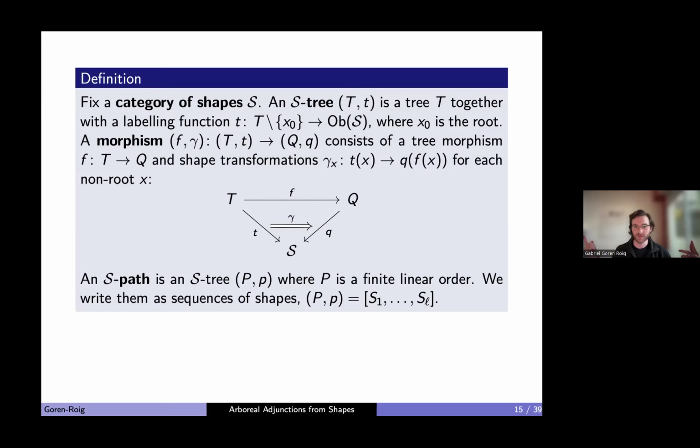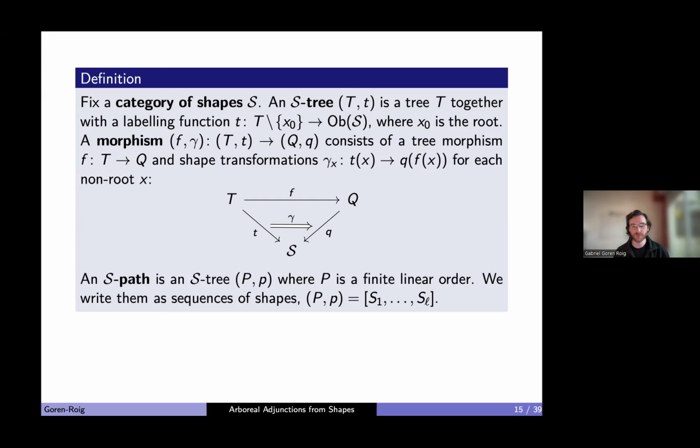Here it would be nice to have a picture for that. I'm sorry, I don't have it. I do have a diagrammatic representation of this, which might make you think this gamma is kind of like a natural transformation, except it's much simpler than that, because there are no naturality squares. But you could think of this as a kind of trivial natural transformation. So these are the morphisms. It's a morphism of trees, and then at each node you have an extra morphism of the shapes.